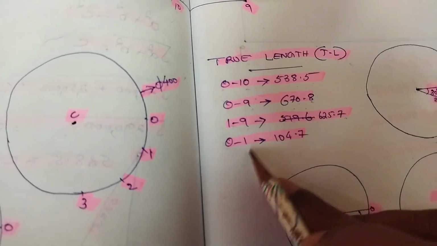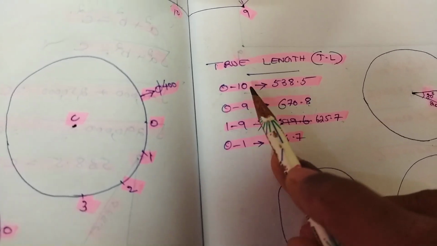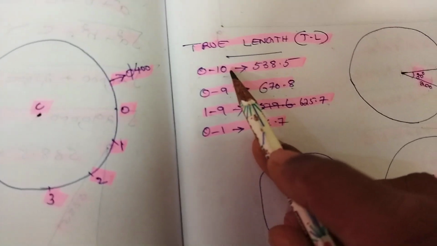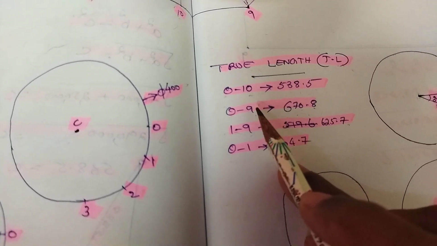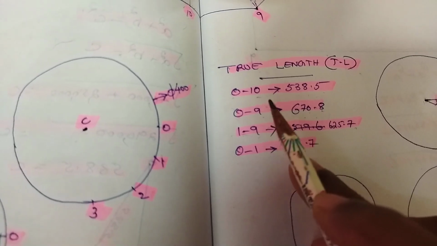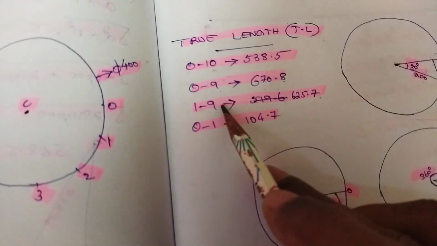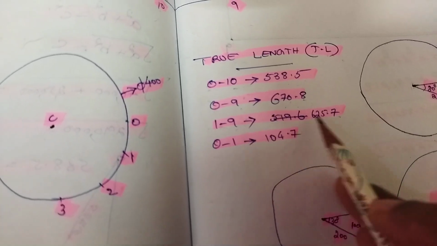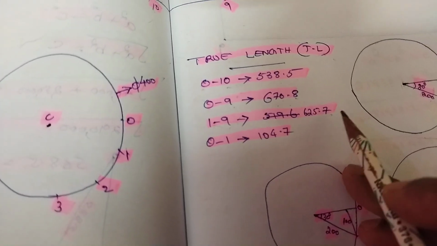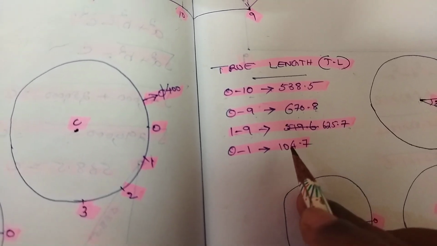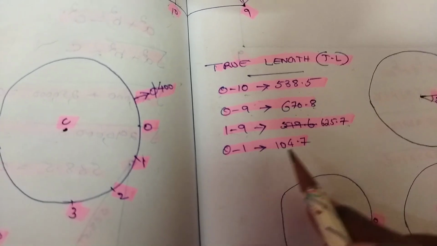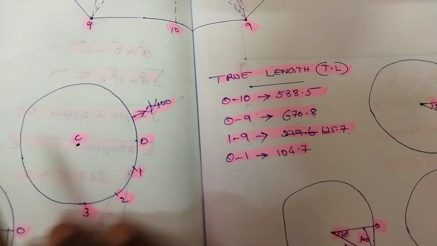All true lengths we have got. 0 to 1 true length we also got. First we got the true length of 0 to 10. It was applicable for some other ones also. Again we got the true length of 0 to 9. It was applicable for 8 measurements. Again we got the measurement 1 to 9 or 9 to 1 as 625.7. It was applicable for 8 areas. Now we got the true length of 0 to 1. It is applicable for 12 portions. Okay, all true lengths are here.